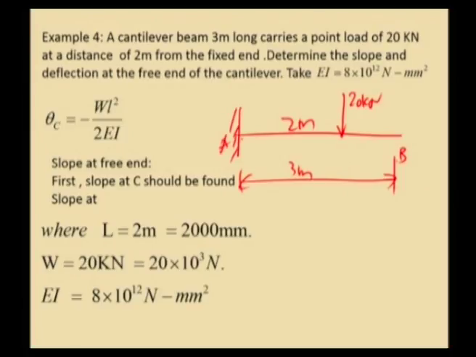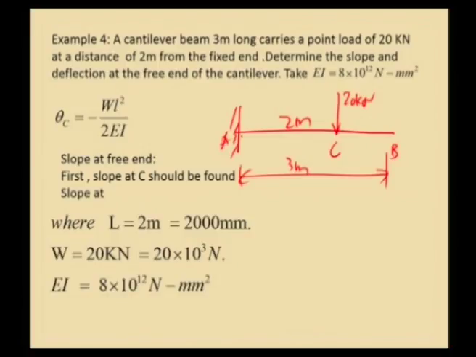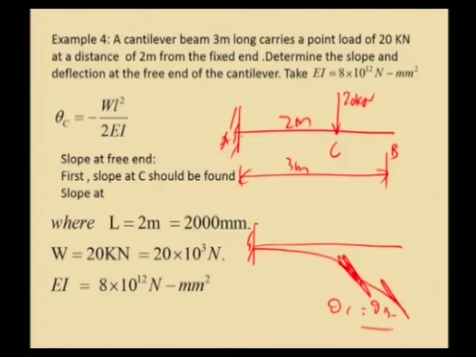So, let us first compute the slope. Before computing the slope at the free end, the slope at C needs to be computed, because it will be deflecting like this, and beyond the portion C the curve goes simply like this. Since there is no load beyond C, it goes like this. Therefore, whatever the slope at C, will be the same as the slope at B. The slope will not be varying. So, theta C will be equal to theta B. So, we need to obtain the slope at C first.